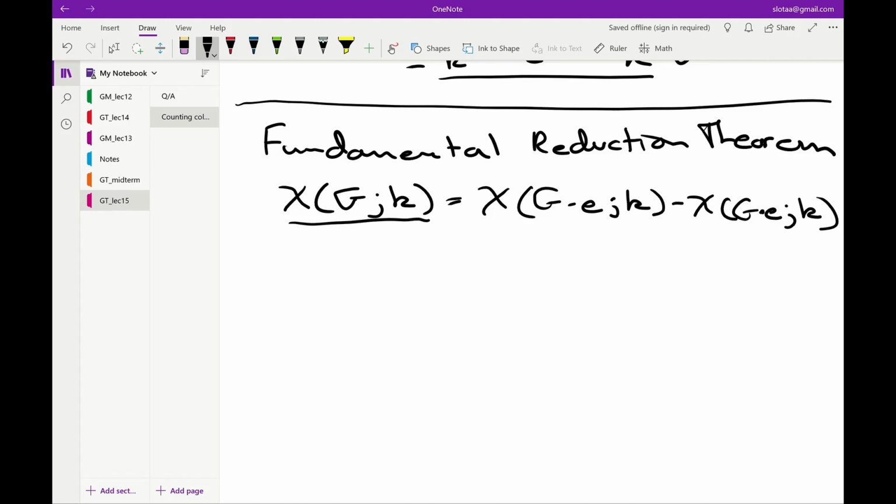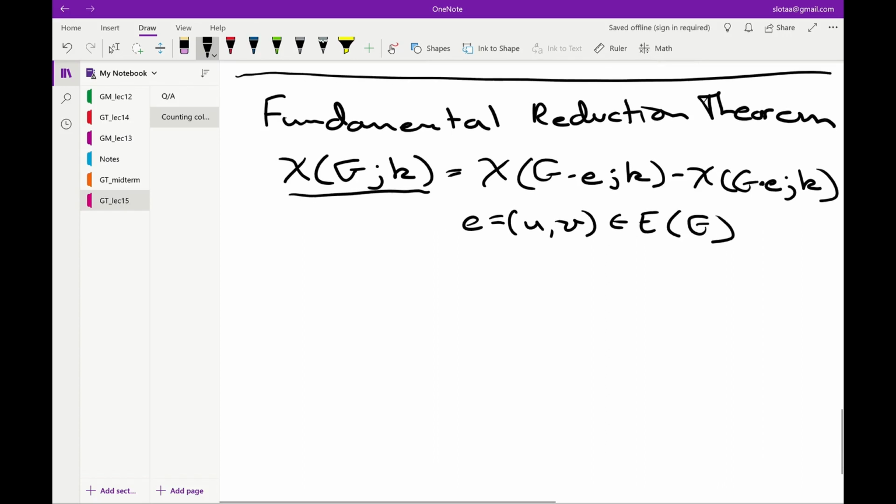So let's specify that edge E within the edge set, E equals UV, which is within the edge set of our graph G. Really we could say for any edge within the edge set, this holds. So before, with the number of different spanning trees and that recursive type relationship, we were able to justify it by looking at the individual components in terms of how we recurse. So let's look at this first.